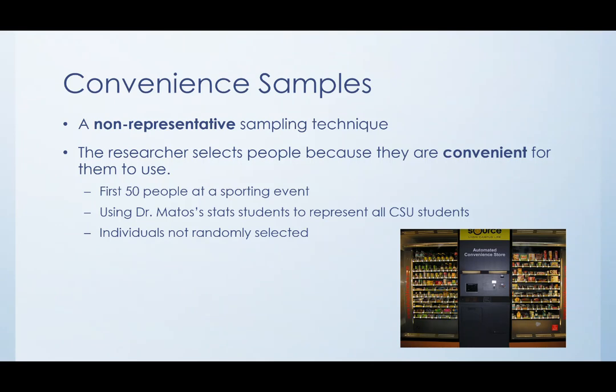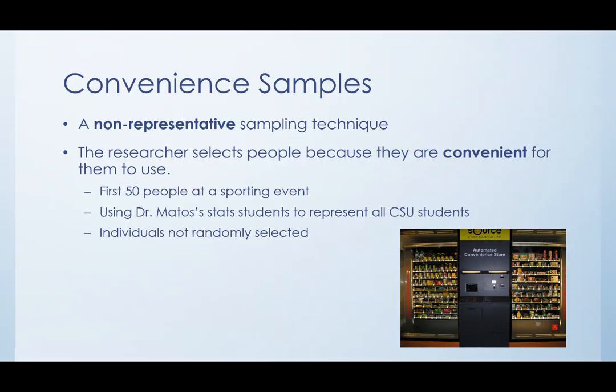One other type of biased sample, along with voluntary response samples, is what's called a convenience sample. And this is just what it sounds like. It is a sample where the individuals have been selected because it was convenient for the researcher to pick those particular individuals. This is a non-representative sampling technique.